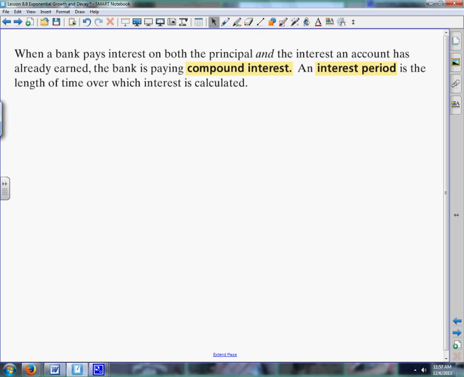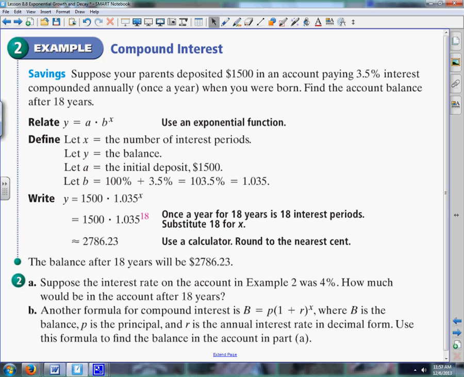Okay, when a bank pays interest on both the principal and the interest an account has already earned, the bank is paying compound interest. So now they're bringing up compound interest because it is an exponential function. So they're talking about compound interest because your equation is going to look very much the same. An interest period is the length of time over which interest is calculated. So that's kind of just a refresher from last year.